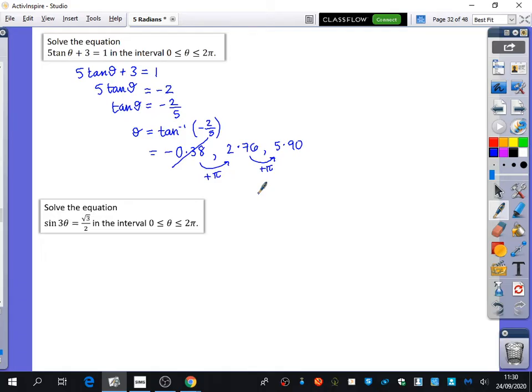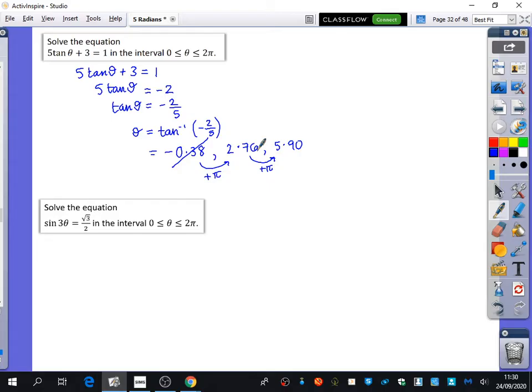But the calculator, I think this is true, the calculator gives you the value that is closest to 0. So that's why the calculator gave us minus 0.38, because it's the one that's closer to 0. 2.76, although it's positive, is further away from 0. So that's why that one is given here, okay?